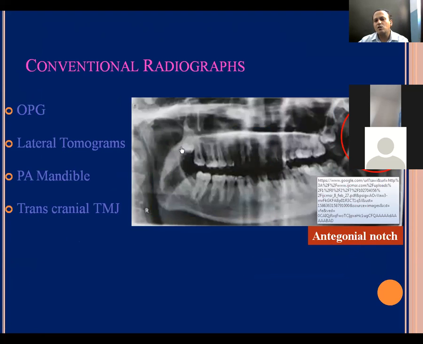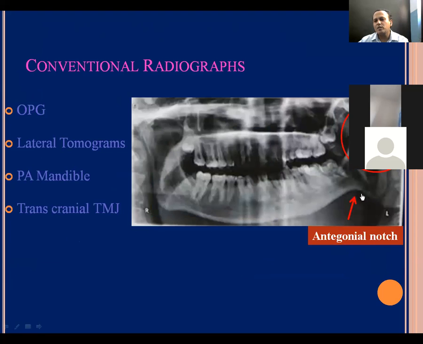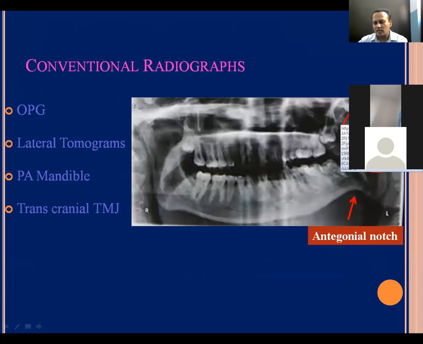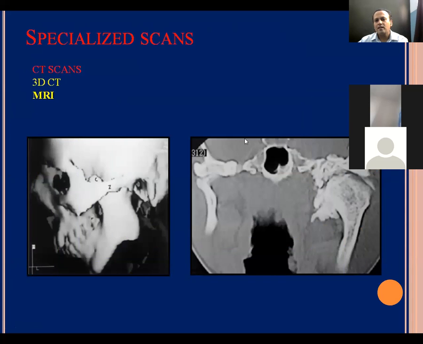Radiology: OPG is the gold standard. And as I've told you, in OPG we find antegonial notches on the affected side, and the ankylosing mass will be seen in the condylar region, that is, obliteration of the TMJ region. Specialized scans are CT scans, 3D scans, and MRI scans.